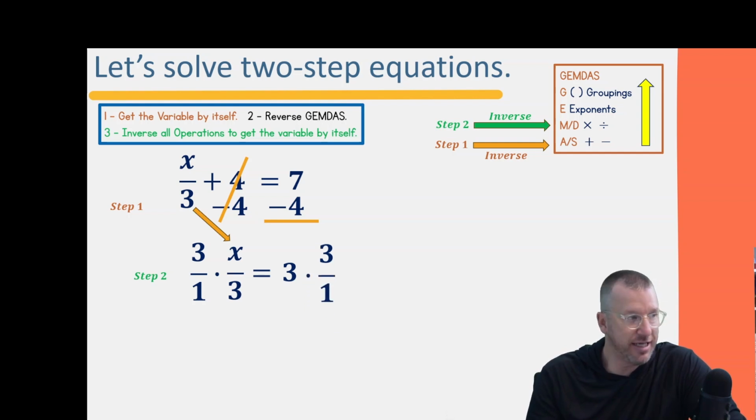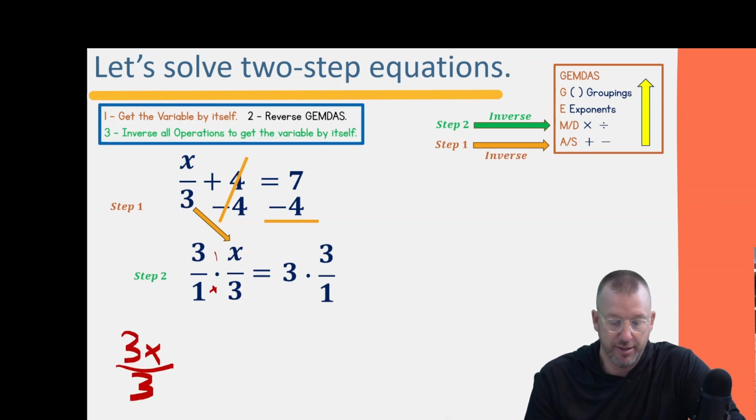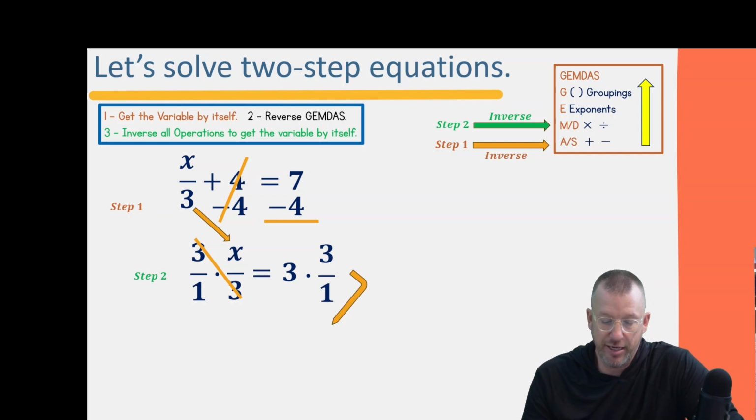So why does this cancel out? Well, if you multiplied across here, you would get 3x over 3. And what's 3 divided by 3? That's 1. And what is 1x? That is just x. So it just cancels itself out. When you do this by the inverse, you can just automatically cancel everything out and bring down your x.